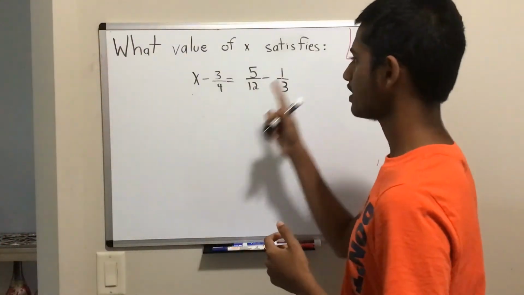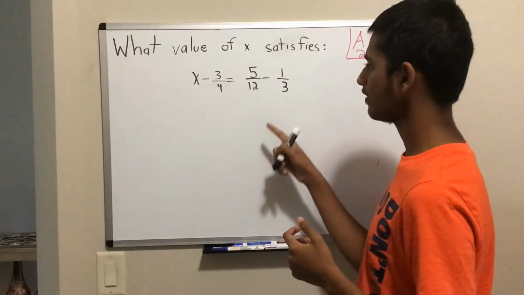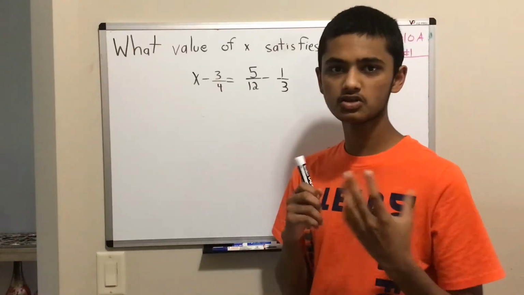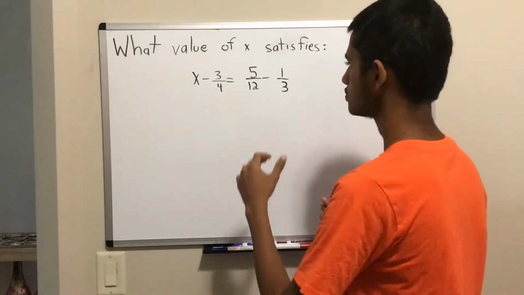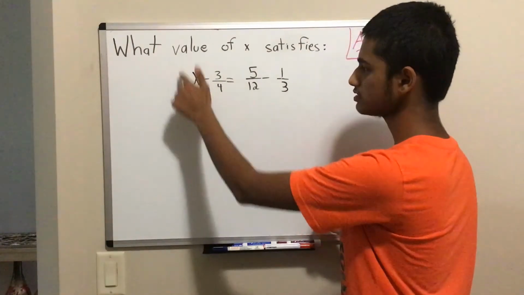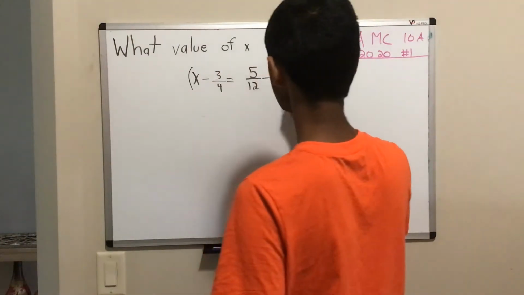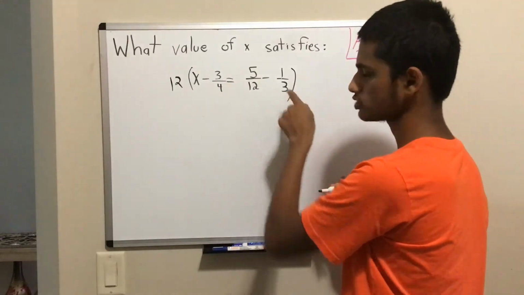What value of x satisfies x minus 3/4 is equal to 5/12 minus 1/3? Whenever we have fractions, the best thing to do is always get rid of the fractions and make it only whole numbers. So I'm going to multiply this entire expression by 12 because that is the lowest common multiple of all of these denominators.